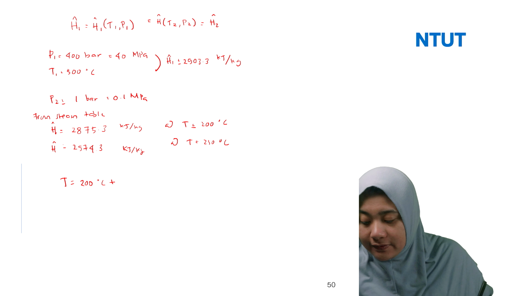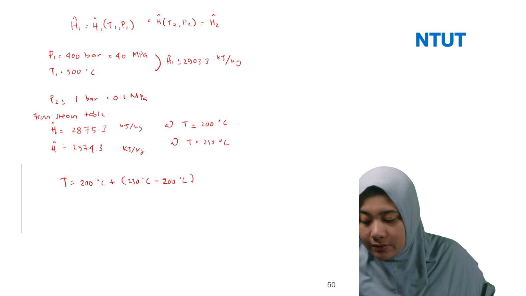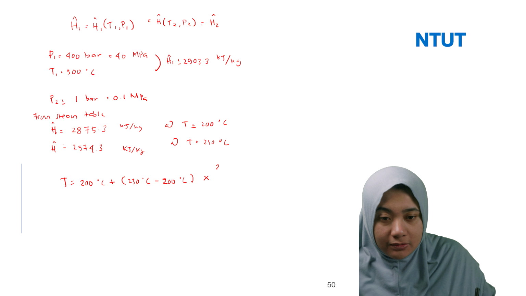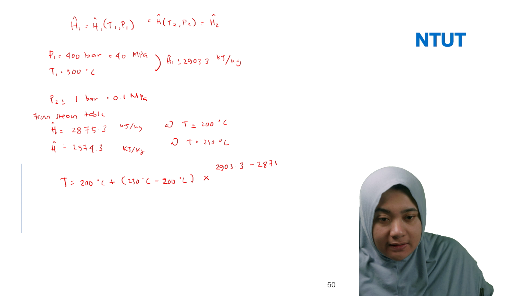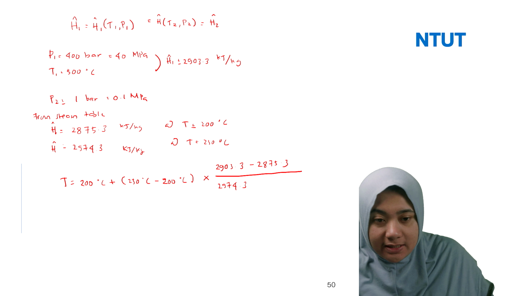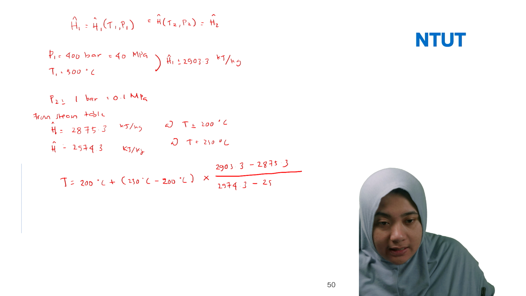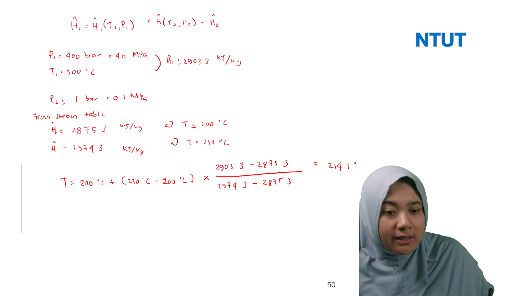I believe all of you know how to do the interpolation, so I just go directly to the calculation. So we have the multiple 29, because it's 2903.3 minus 2875.3, divided by 2974.3 minus 2875.3. Then here it's equal to 214.1 degrees C.